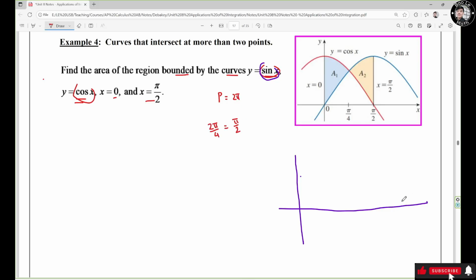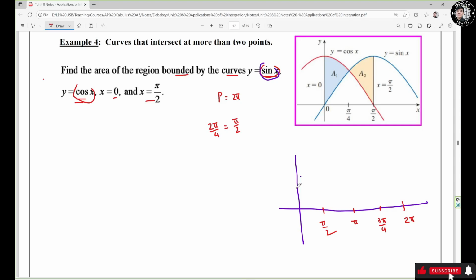So from here to here I have the period, which is 2 pi. Divide 2 pi in half is going to be pi. Divide this one in half is going to be pi over 2. Divide this one in half is going to be 3 pi over 4. So you have 4 quarters. Each quarter has the length of pi over 2.